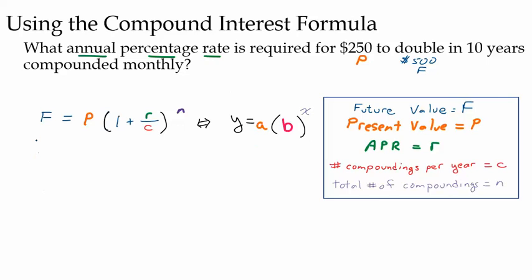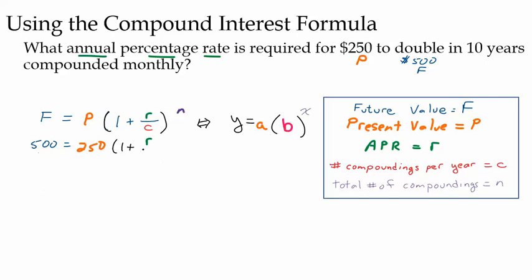All right, let's plug some of this stuff in. So we got our future value. We want $500. We currently have $250. That 1 is our 100% of our money that we're going to keep. That's always going to stay a 1. We're trying to figure out the rate.